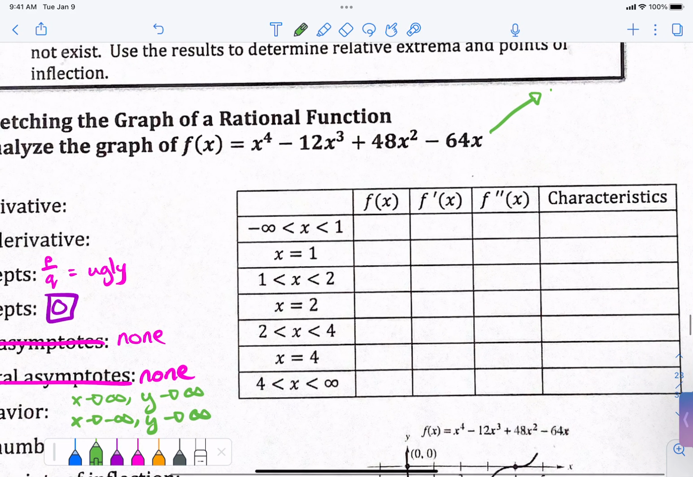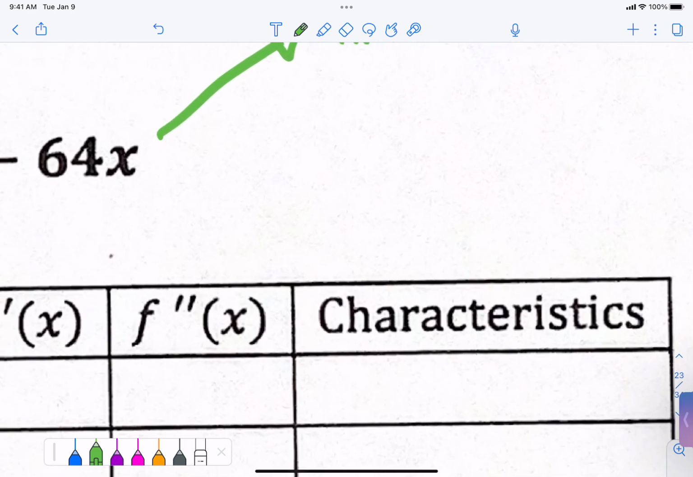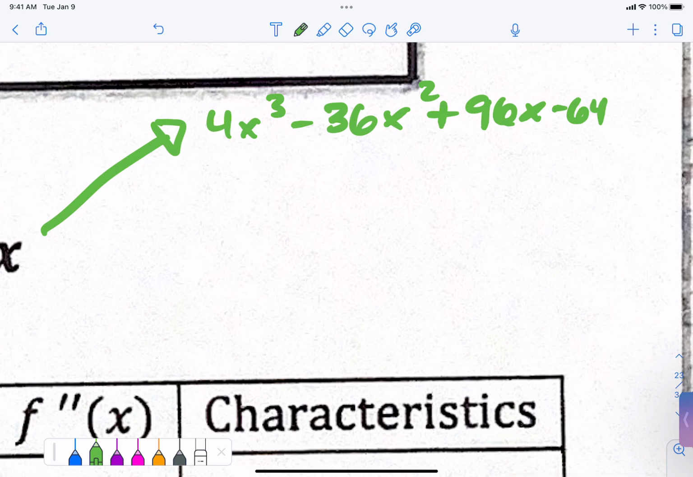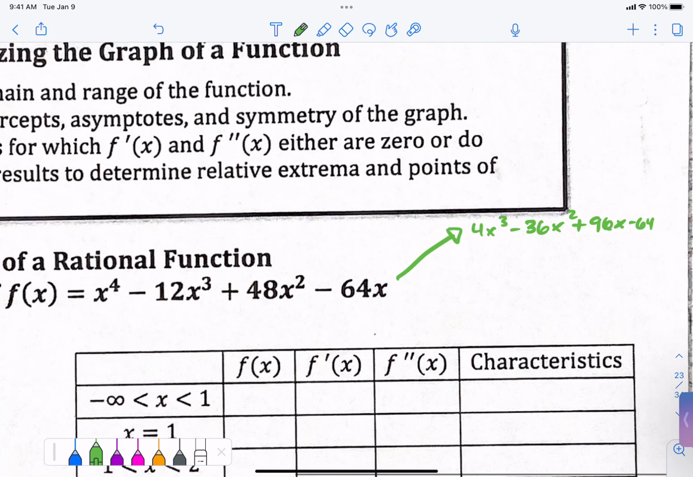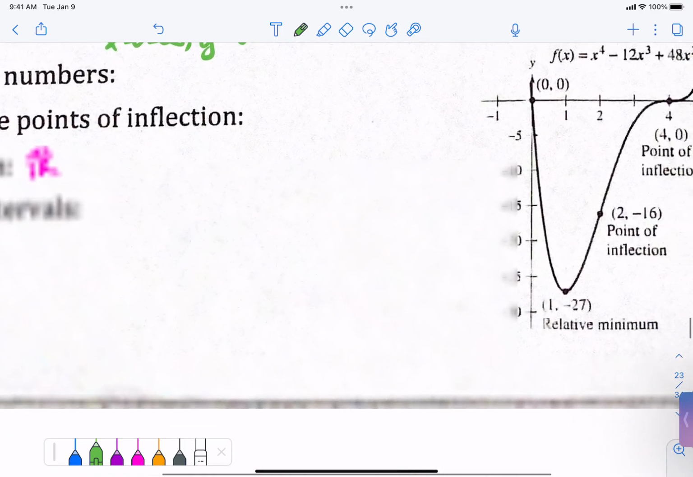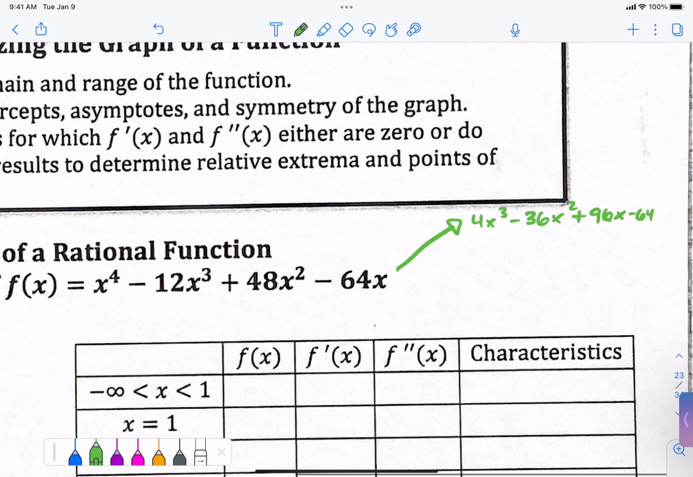4x to the 3rd minus 36x squared plus 96x minus 64. Okay, that's your first derivative. If you're running out of room and you want to put some of these on the back side of this sheet, or down here, wherever you want to put them, that's your first derivative.